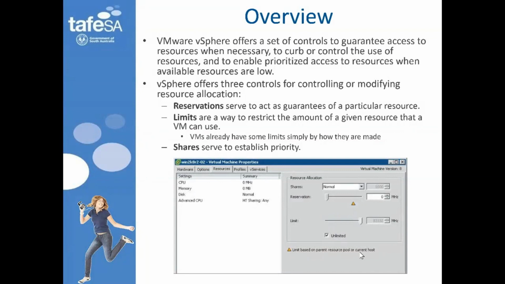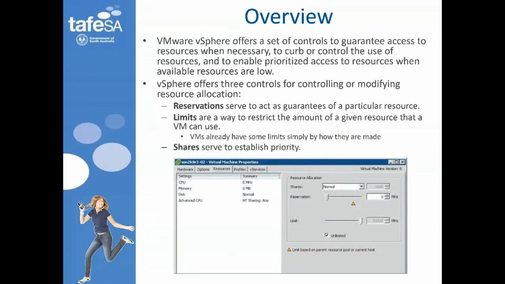So if we look at this picture again, it's a little bit outdated, but there's the idea of shares, reservations, and limits. Sorry, shares is the priority. So basically, these are the controls we can use. VMware vSphere offers a set of controls that guarantee access to resources when necessary, to curb or control the use of resources, and we enable prioritized access to resources when available resources are low. vSphere offers 3 controls: reservations, limits, and shares.